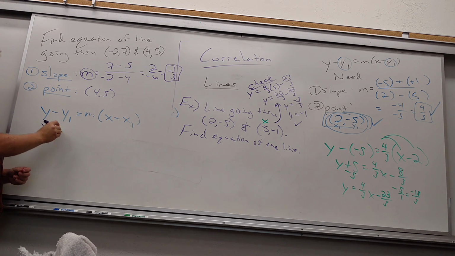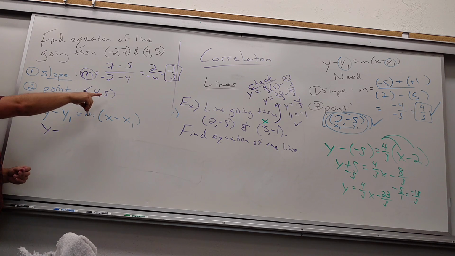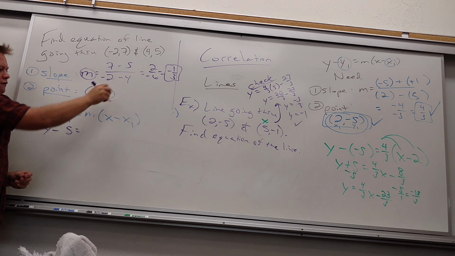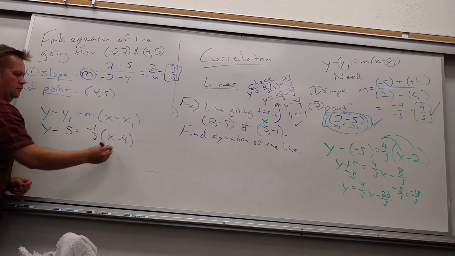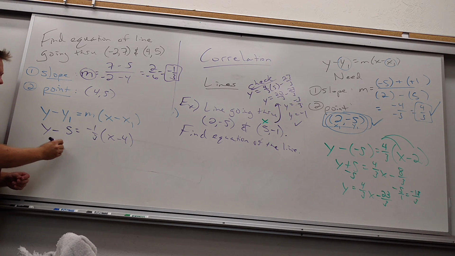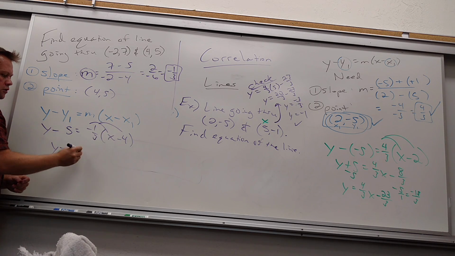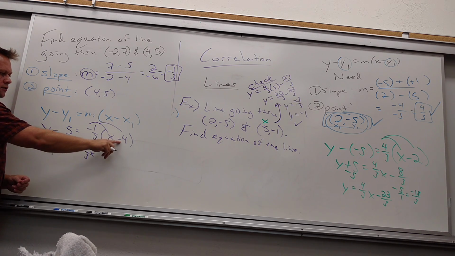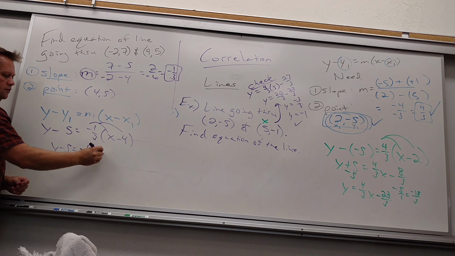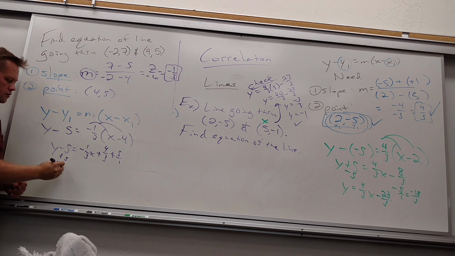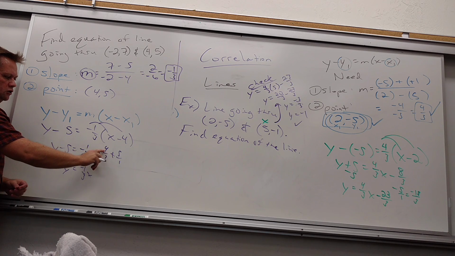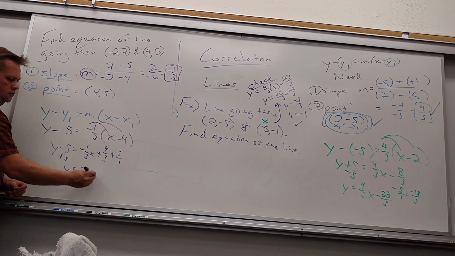So if I do y minus the y piece, sorry, 5, equals the m I found times x minus the x piece, 4. So y minus 5 equals negative 1/3 times x minus 4. And then I have to add 5. So you go y equals negative 1/3 x plus 4/3 plus 5. That'll be 15 over 3, so it'll be 19/3.